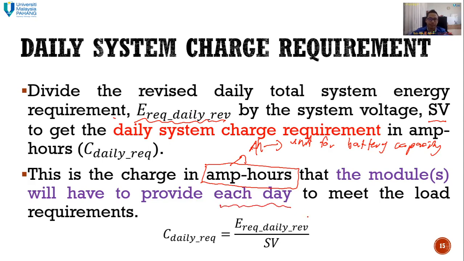So this module must be capable of providing certain ampere hours every day. So it's very critical. This value can be determined. This one is coming from the watt hour, and this is volt. So that's why we get the AH unit.